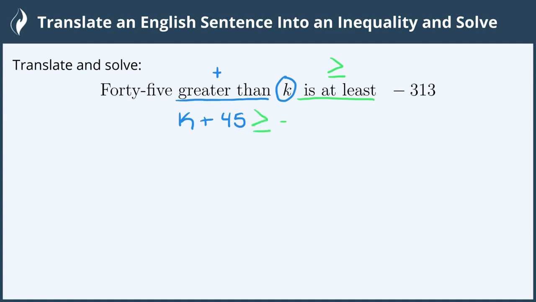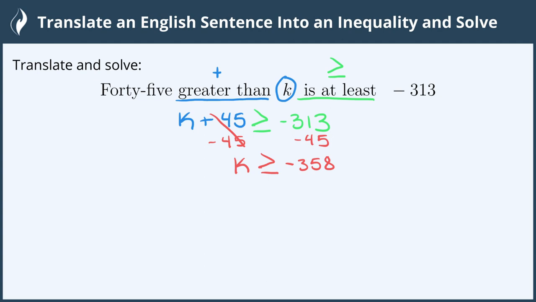And the answer is negative 313. Now we can go ahead and solve by subtracting 45 from both sides. On the left side it cancels, so we have k is greater than or equal to negative 358. And let's go ahead and graph this just so we can see the visual.